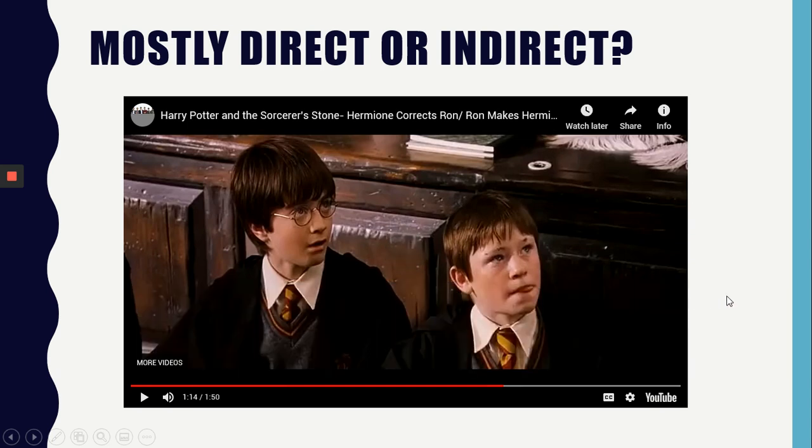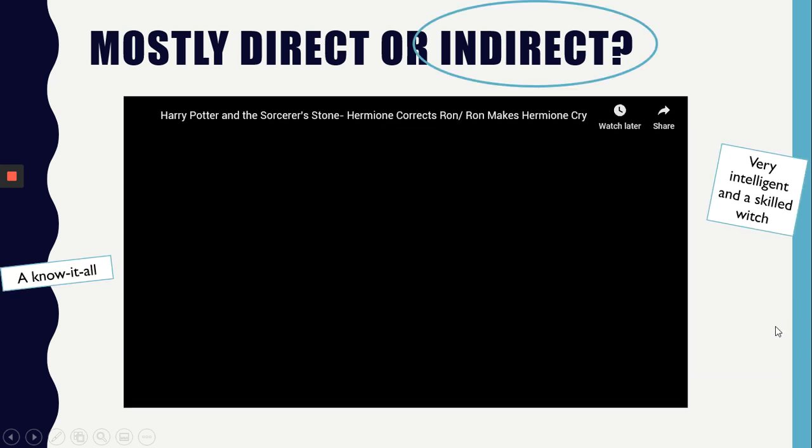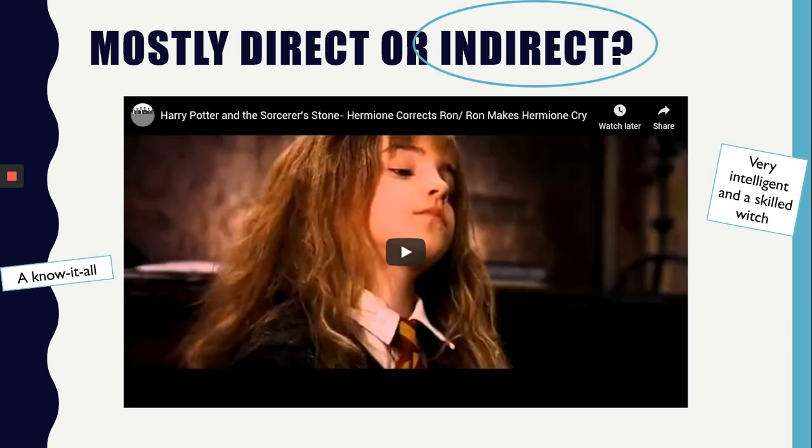All right, so what do you guys think? Does this rely mostly on direct characterization or indirect characterization? If you're thinking indirect characterization, you are correct. She seems to be a very, very intelligent and skilled witch. She seems to be a very, very good student. She definitely knows what she's doing when it comes to magic here. But she also might be kind of a know-it-all, the way that she corrects Ron. So this is implied through her actions and the things that she says in this clip.